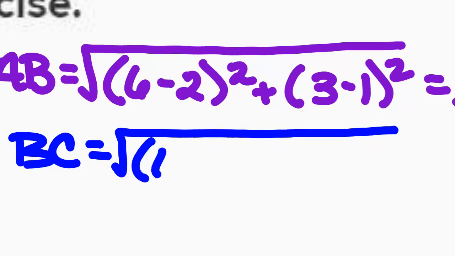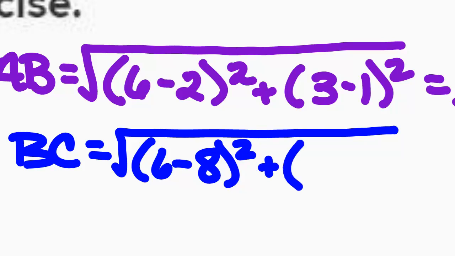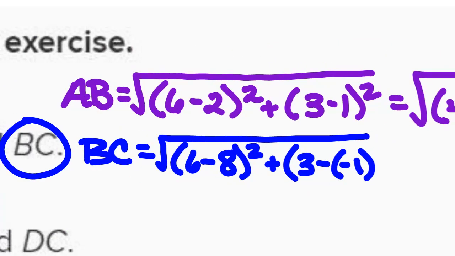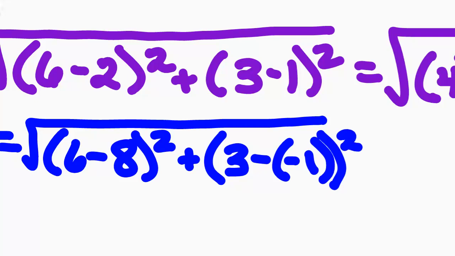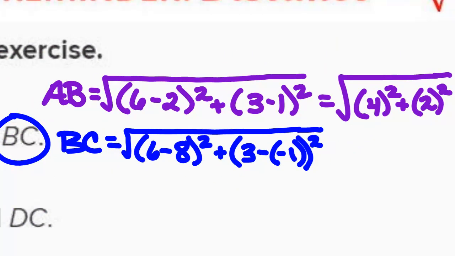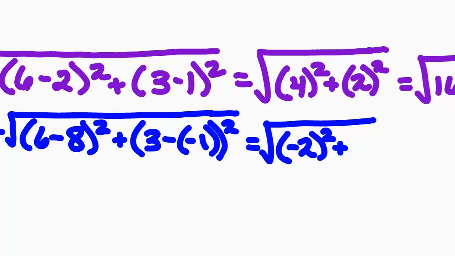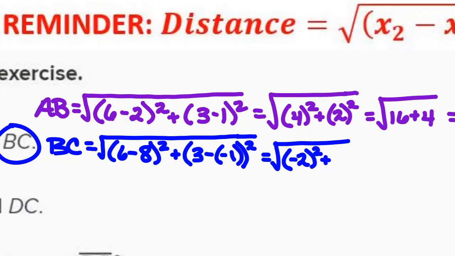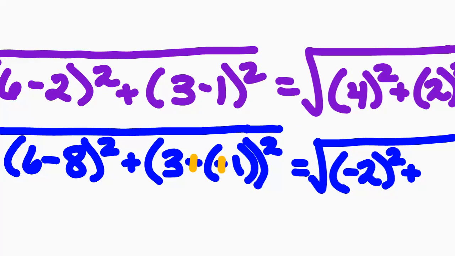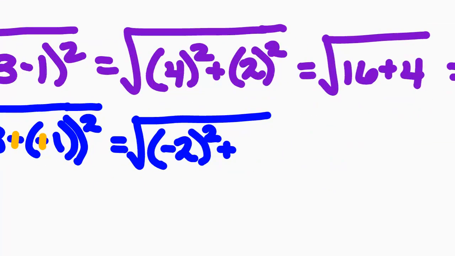So I do x2, which is 6, minus x1, which is 8, square it. Then I do y2, which is 3, minus y1, which is negative 1. So I have 3 minus negative 1. Close my parentheses and square that. 6 minus 8, that's negative 2, so I have negative 2 squared. Plus, I do 3 minus negative 1. When you subtract a negative, that becomes a positive. So that's the same thing as 3 plus 1 squared. So that would be 4 squared.